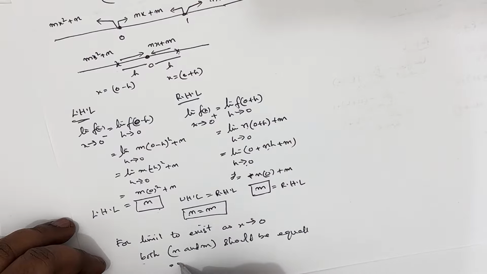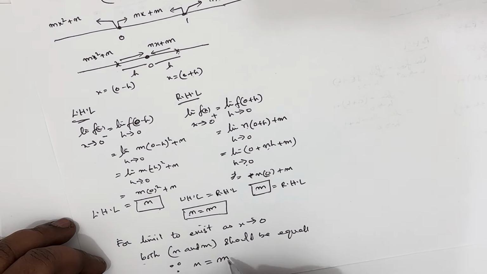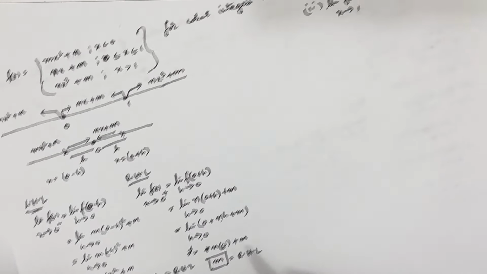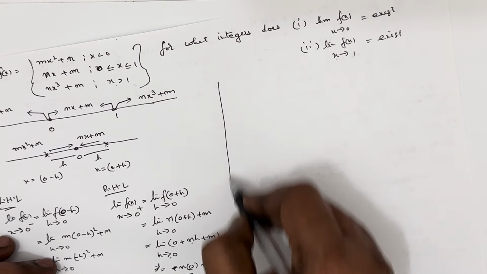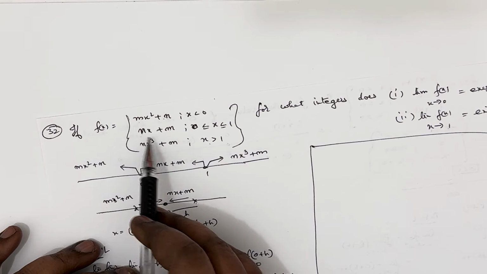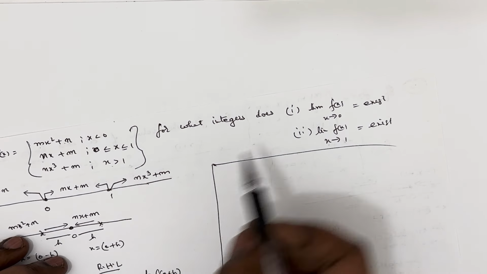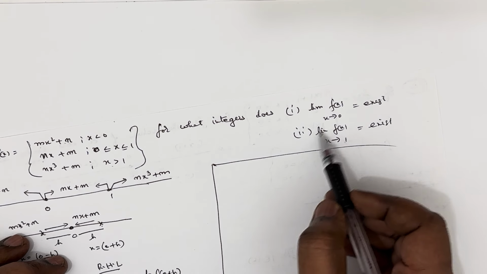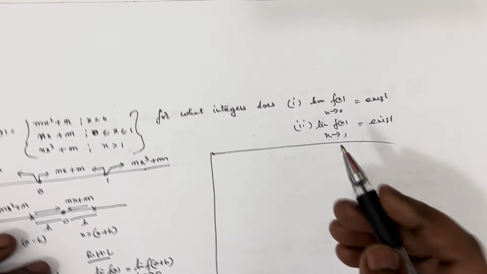Okay, that is n is equal to m. Okay, n should be equal to m. Okay, so that's finished. Now what will be the values of n and m? What will be those integers when the limit exists when x is approaching 1?